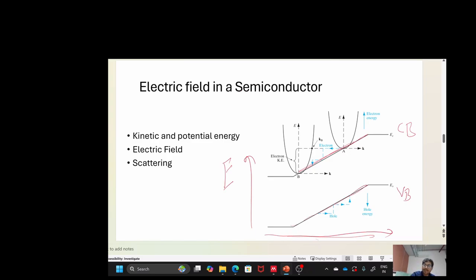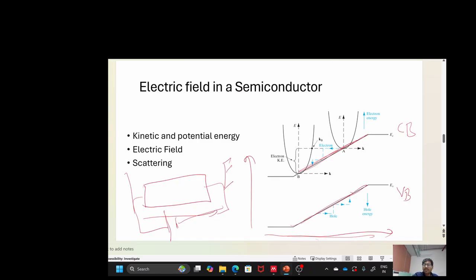These are the conduction band, this is the valency band, this is the conduction band, and there will be a gradient because of the application of the field. Or in other words, if this is the semiconductor material, let us say this is the distance, and this is the width of the semiconductor material, and you apply a potential. Let us say this is positive, and this is negative.